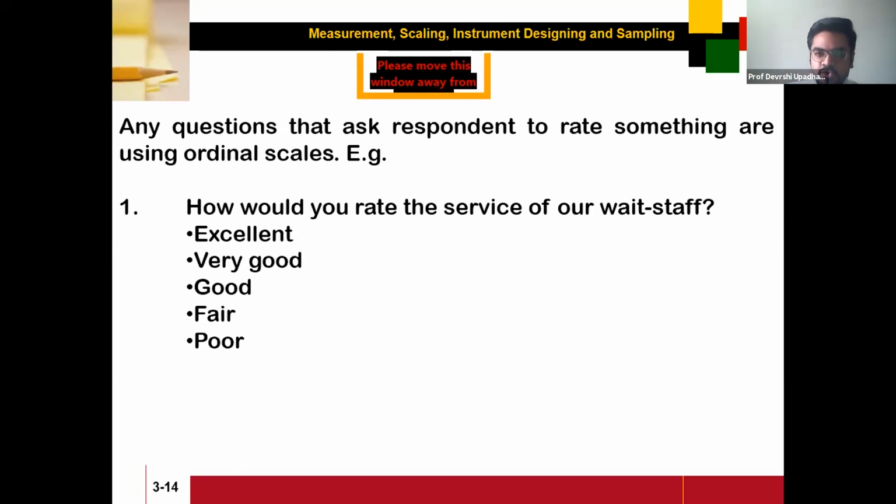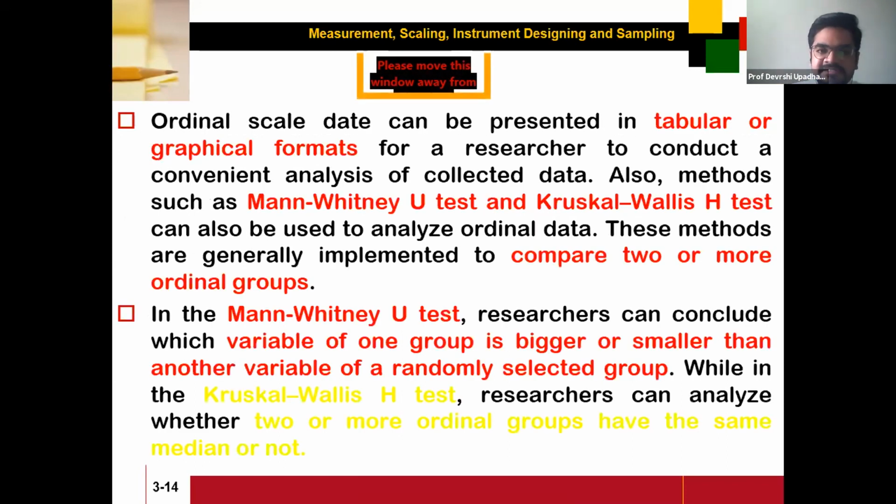There are two different schools of thought, but again, it's based on your research and on the topic that you selected. So how would you rate the service of our staff that has been given to you? Ultimately the respondent will select one, because these options are in order. If you can see, it is from excellent to poor. That means excellent is on the very highest scale and poor is on the lowest scale. So, ordinal scale data can be presented in tabular or graphical formats for a researcher to conduct a convenient analysis of the collected data.